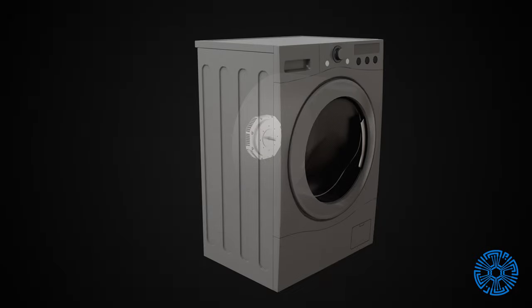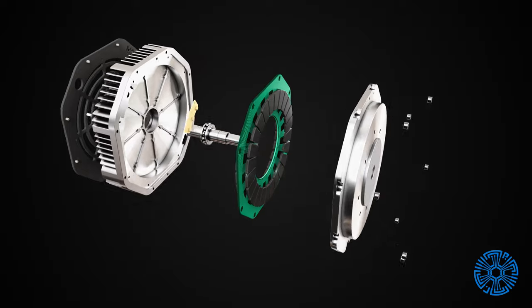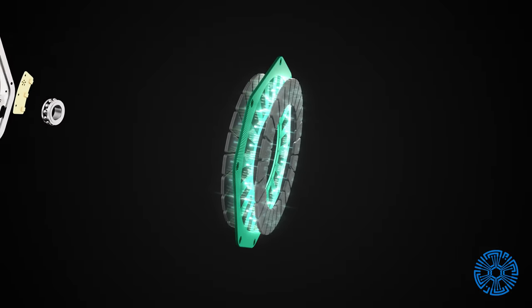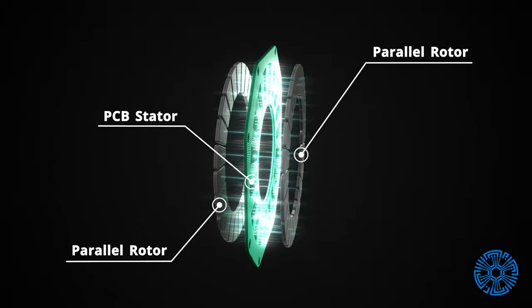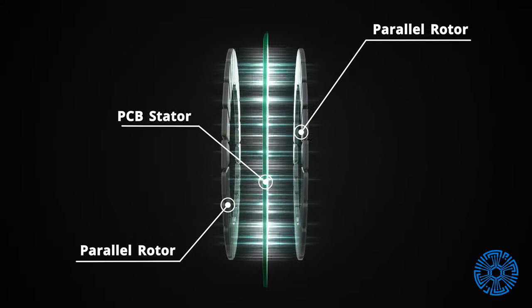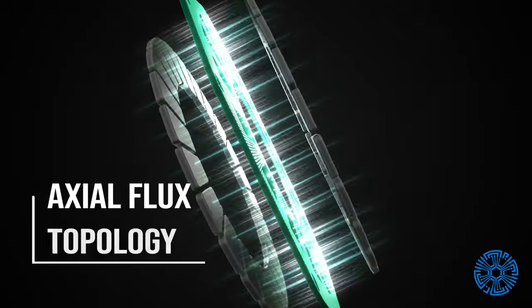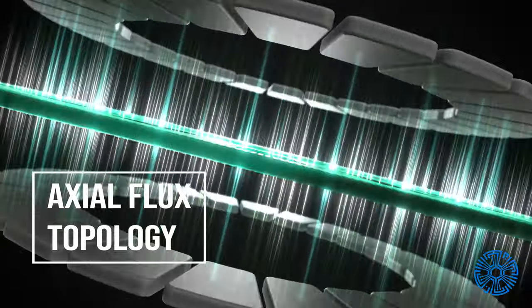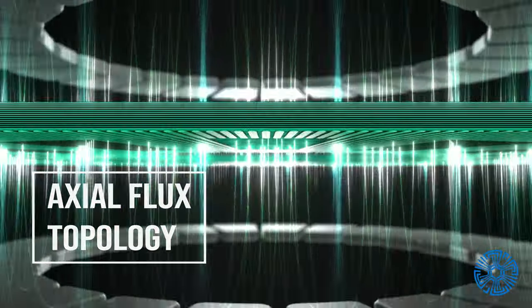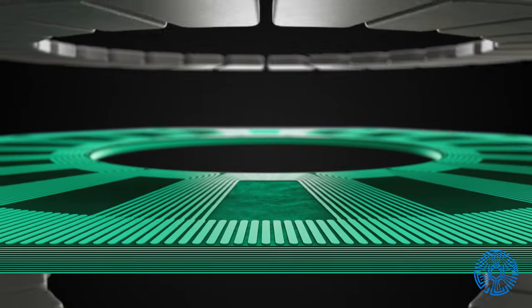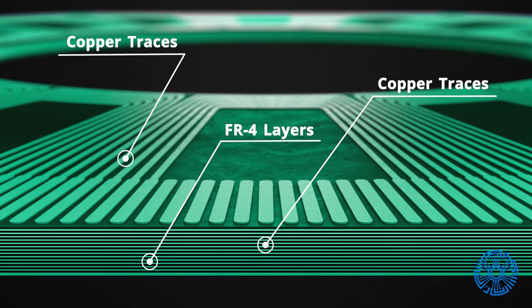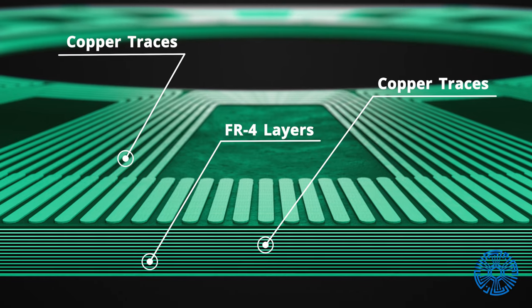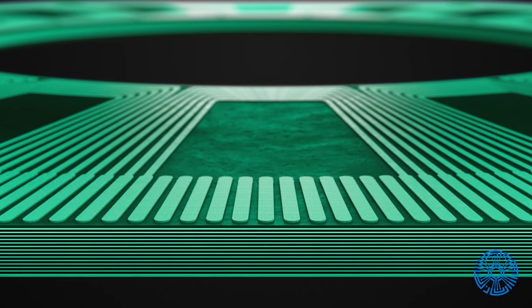Now, let's look at a PCB stator motor. Here, the thin PCB stator disc is suspended between two parallel rotors supporting the magnets. PCB stator motors are axial flux motors, meaning the flux interaction occurs parallel to the rotor axis. In this design, the copper is embedded directly into the PCB stator, and its placement, size, and winding configuration are all optimized throughout the stator.